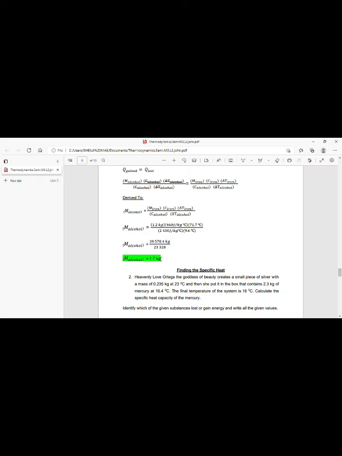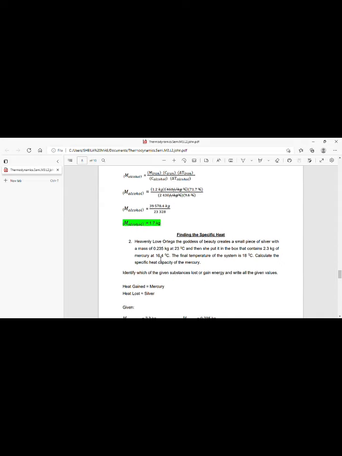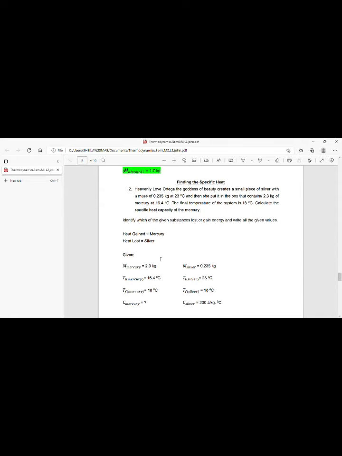Okay, we will now proceed to our problem number 2, which is finding the specific heat. Heavenly Love Ortega, the goddess of beauty, creates a small piece of silver with a mass of 0.235 kilogram at 23 degrees Celsius, and then she put it in the box that contains 2.3 kilogram of mercury at 16.4 degrees Celsius. The final temperature of the system is 18 degrees Celsius. Calculate the specific heat capacity of the mercury. So the missing here is the specific heat of the mercury.